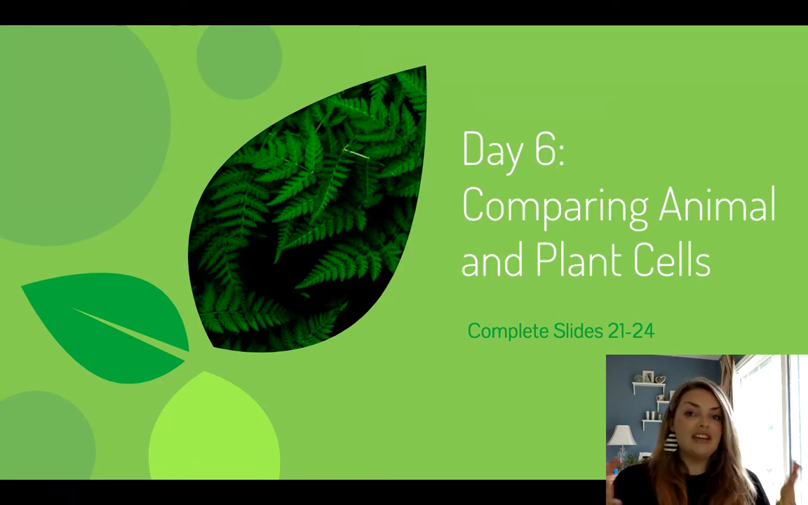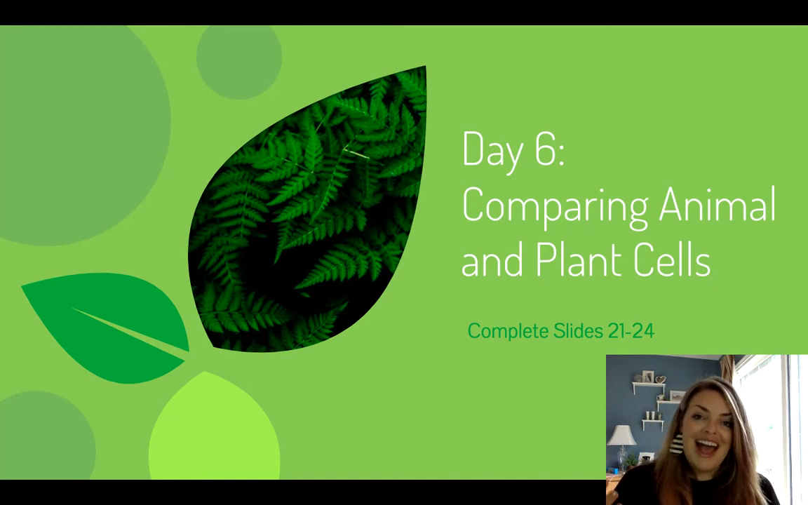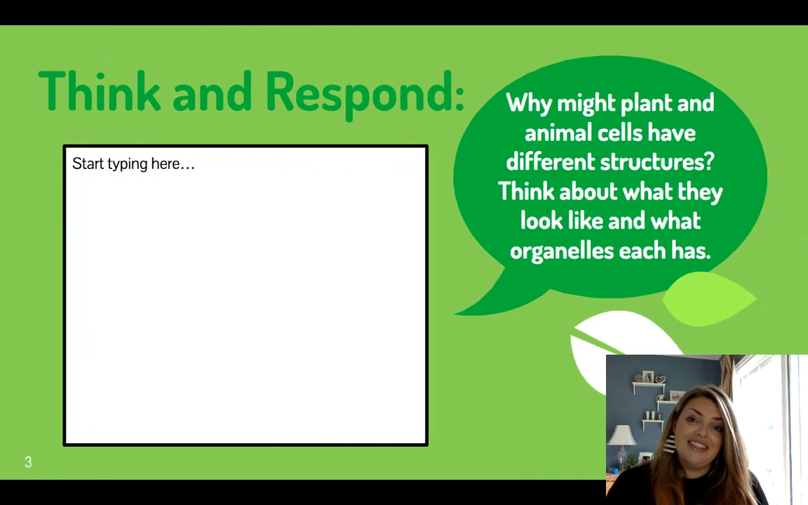We know that both animals and plants are living things, and so they need some similar things. However, when we look at the microscopic level, at the cell of these organisms, we can see that there are some differences. And as we know in science, there's always a purpose behind those differences. So that's what we're going to dive into today.